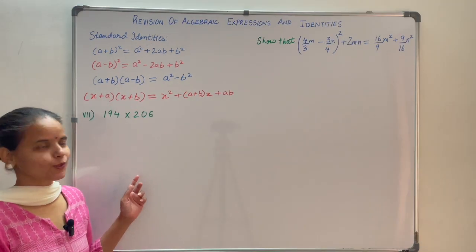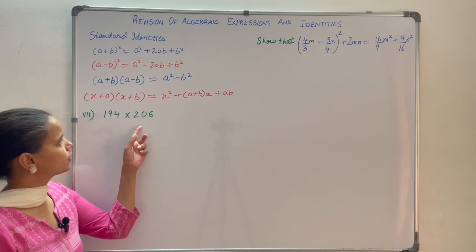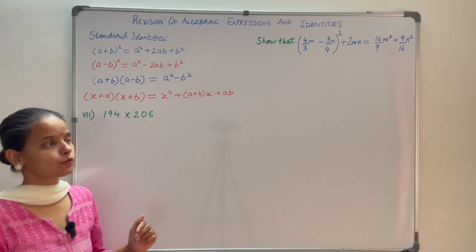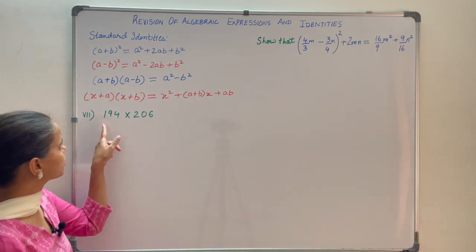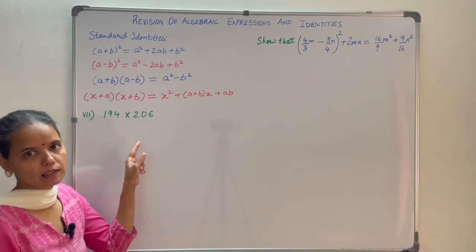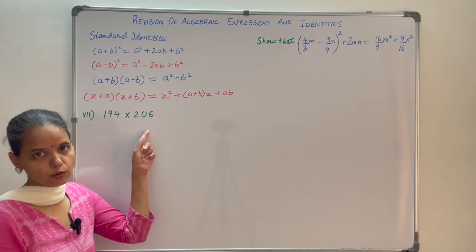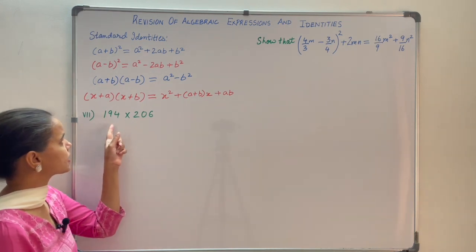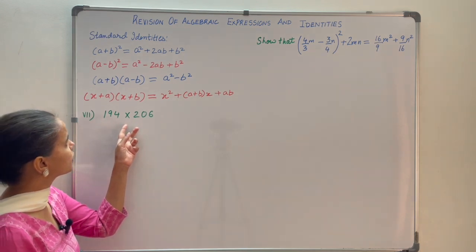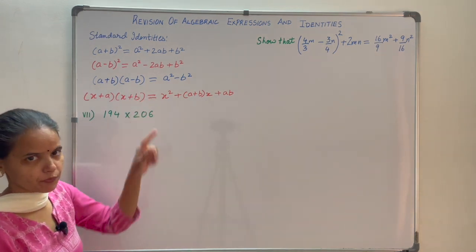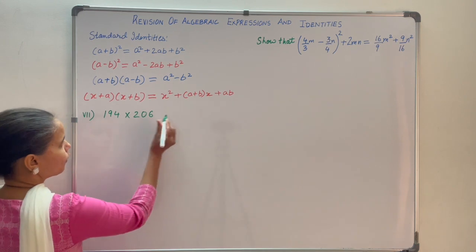Let us take the next question now. 194 into 206. So you need to find the value of this using the identities. So here you see it is 194 and 206. It is 6 less than 200 and this number is 6 more than 200. So when we write like this, we can use this identity. So I'll show you how to do it.